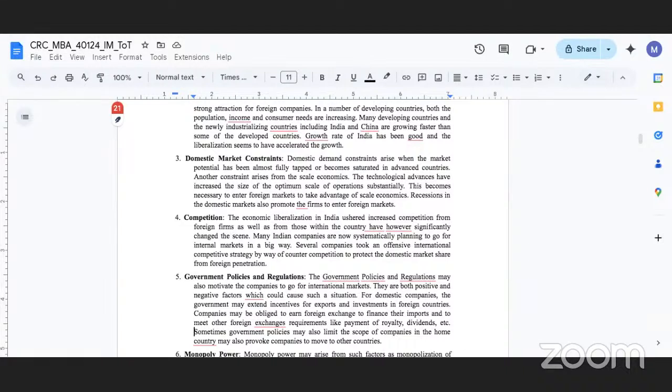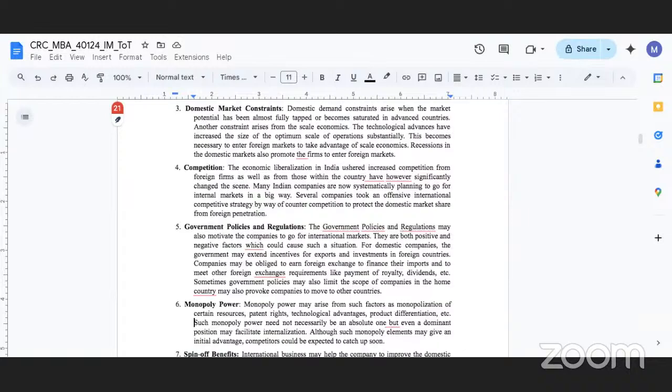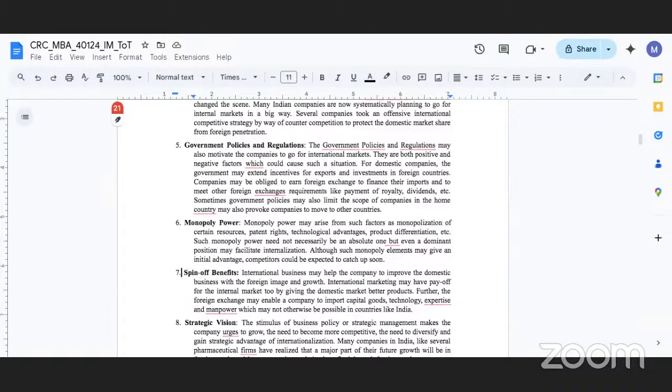The next one is competition. If I have too many competitors in the local market or too many foreign companies entering into my own country and selling their product, I may wish to enter a market where there is less competition or less foreign penetration. The next one is government policies and regulations.